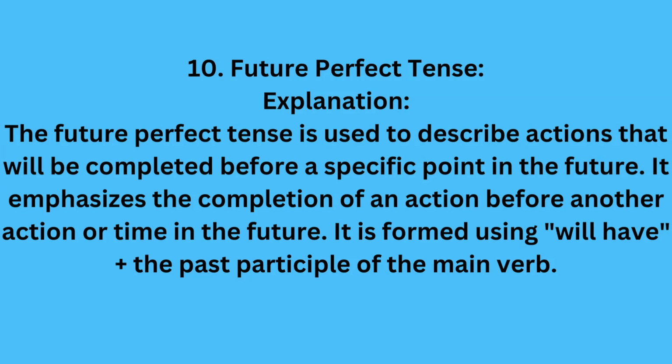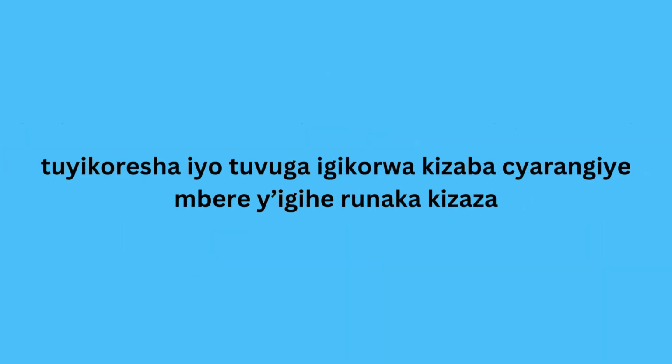Future perfect tense. The future perfect tense is used to describe actions that will be completed before a specific point in the future. It emphasizes the completion of an action before another action or time in the future.